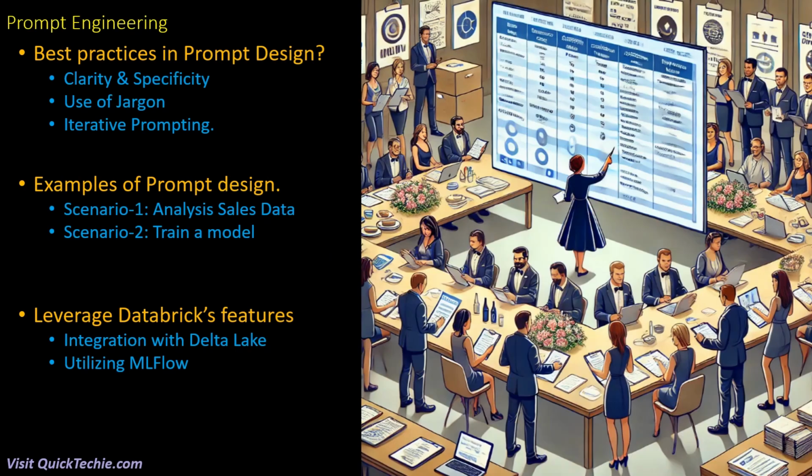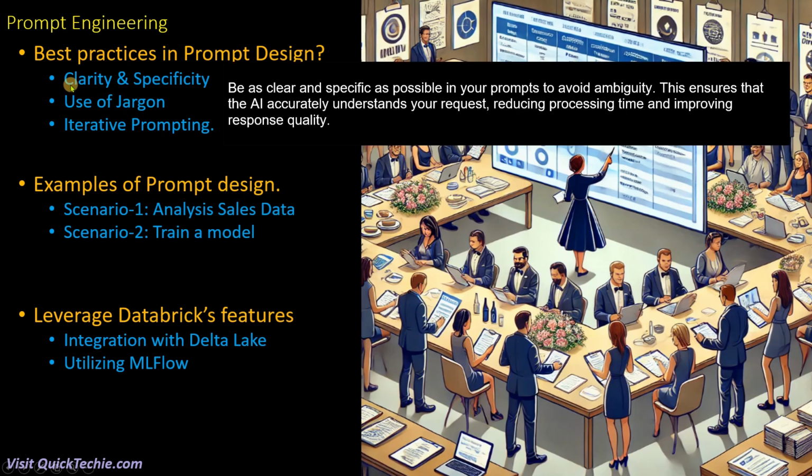Crafting the perfect prompt is like giving precise instructions to a novice chef. You need clarity and specificity. Let's look at how we can achieve this on Databricks. Be as clear and specific as possible in your prompts to avoid ambiguity. This ensures that the AI accurately understands your request, reducing processing time and improving response quality.